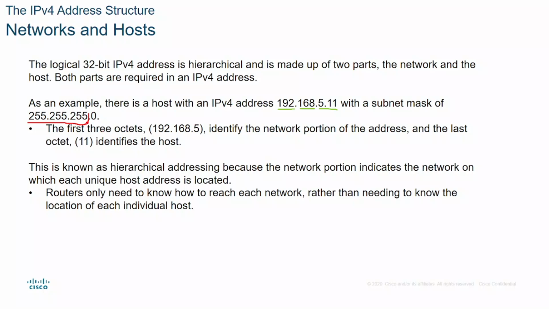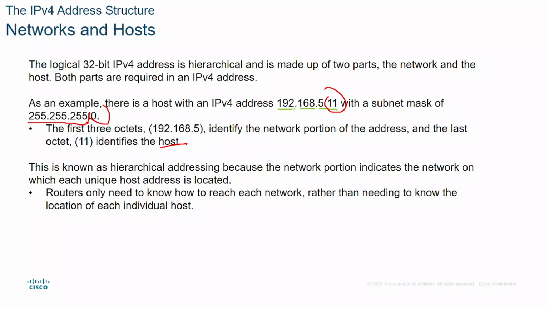So now you see the first three octets, 192.168.5, identify the network portion of the address, and the last octet, which is 11, is the host portion. How do you identify the host portion? Because of this subnet mask. Wherever your 255 ends, that's your network portion, and the other part is the host portion.